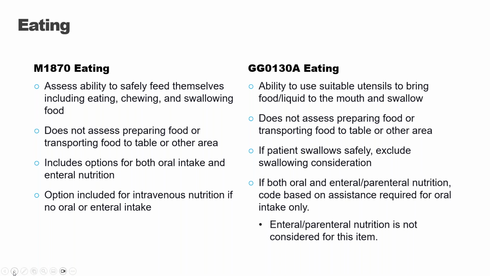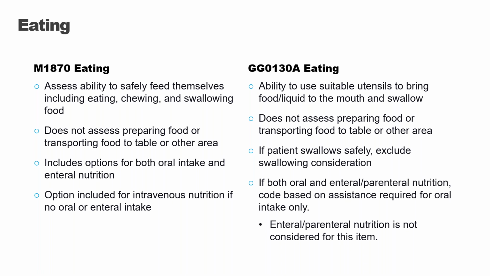Okay, eating. So M1870, we're looking at the ability, again, to assess the ability to safely feed themselves, including eating, chewing, and swallowing. Now, this does not assess food preparation or transportation of the food to the table or other area. This includes both options for oral and enteral nutrition. And there's also an option included for IV nutrition if there's no oral or enteral intake.